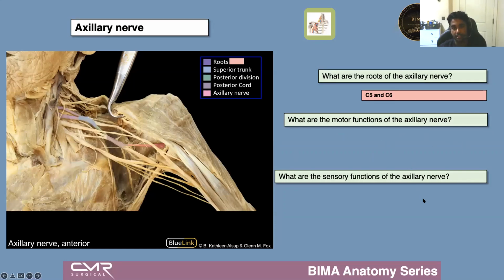Perfect. Okay, great. Now, motor function. Anyone want to have a shot at that? Yeah, I can explain it again. Sure. Okay, let me explain it again, and then we'll go through the motor function.